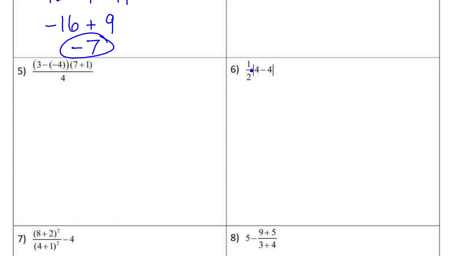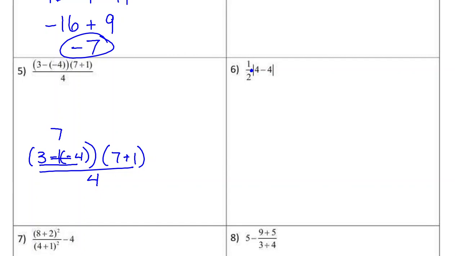So I'm going to rewrite this one just to give myself a little bit more working space. I'm going to do the first grouping first. So I have 3 minus negative 4. Remember, the dancing negatives come together and make a plus. 3 plus 4 is 7. You can leave it in the grouping. Then I'm going to solve the second grouping. 7 plus 1 is 8. And then the last step is 7 times 8, which is 56.